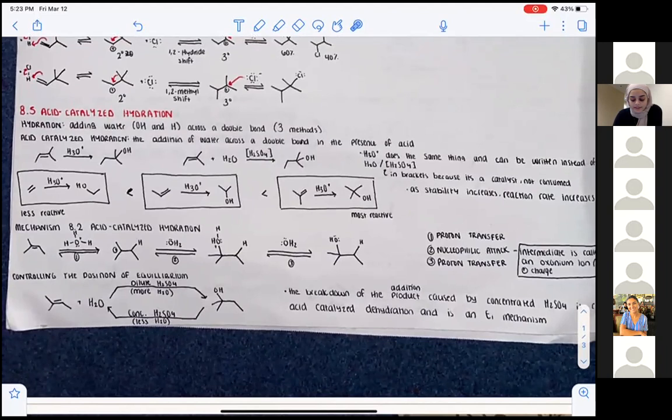Just looking at this, where we're ranking the reactivity, we know which ones are going to be more reactive just because of the fact that the carbocation is going to be able to, let me think how to explain this.